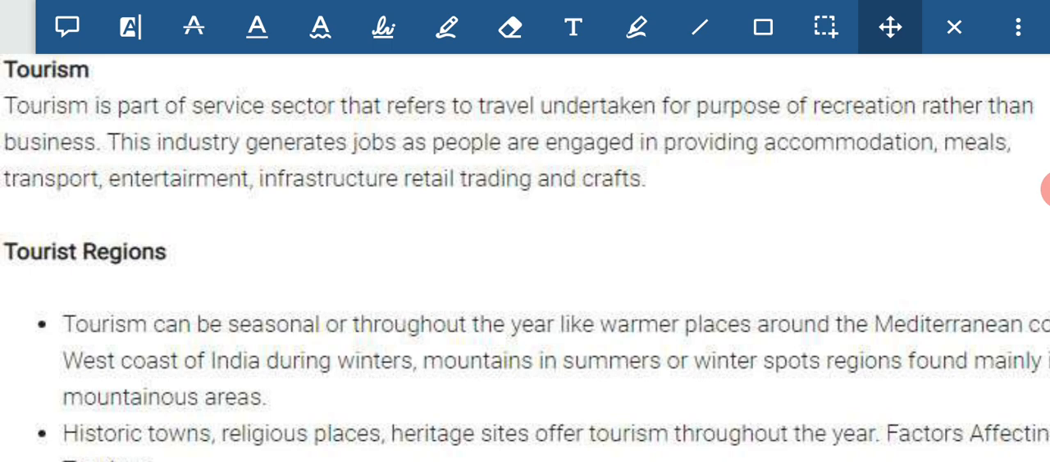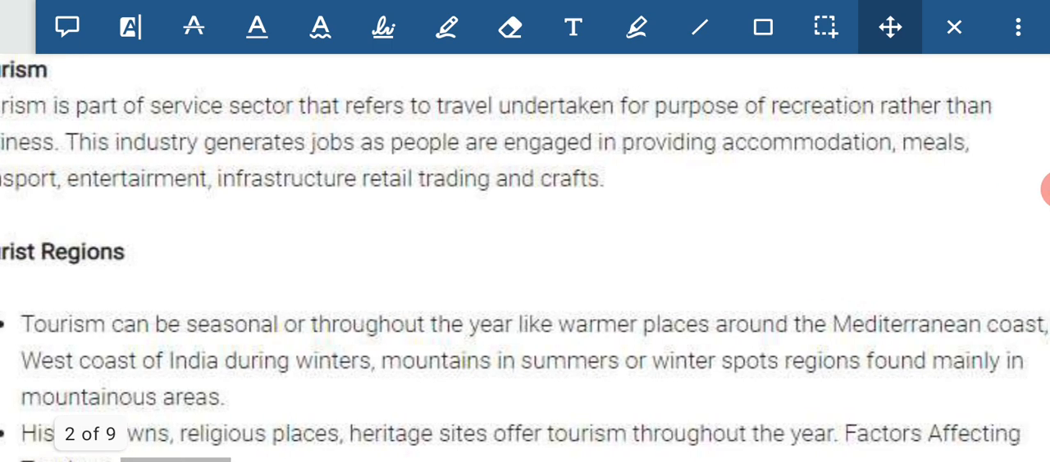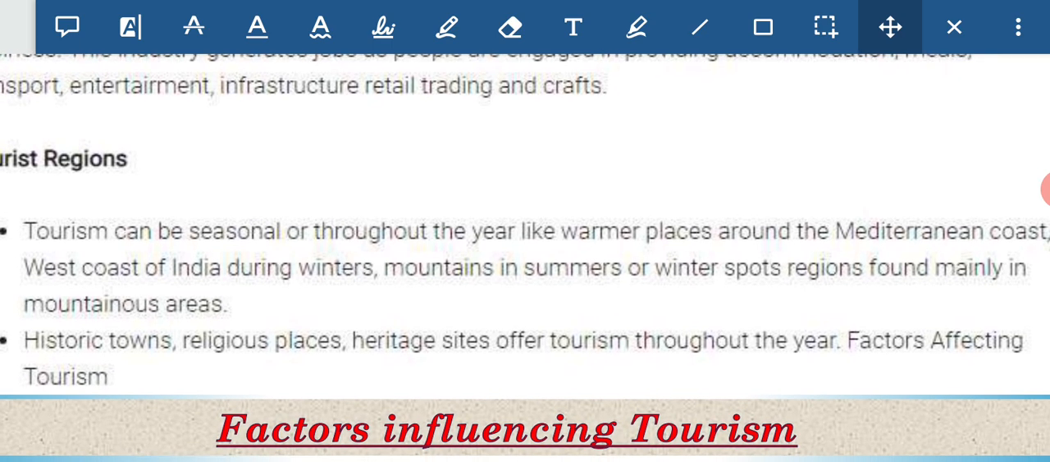Now I am going to proceed with the next topic, the tourist region. Which are the ideal tourist spots? First of all, where we are staying. If we are staying in tropical areas, we tend to move to the temperate region. Throughout the year, there are warmer places around the Mediterranean coast or the west coast of India during winters, mountains in summers, or winter spots found mainly in mountainous areas. Even we have tourist spots like historic towns, religious places and heritage sites that offer tourism throughout the year.